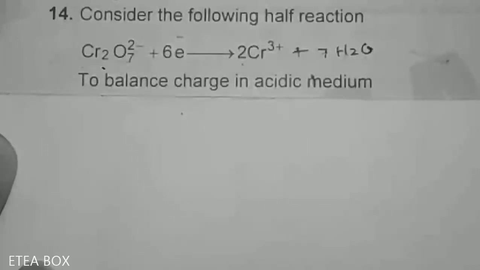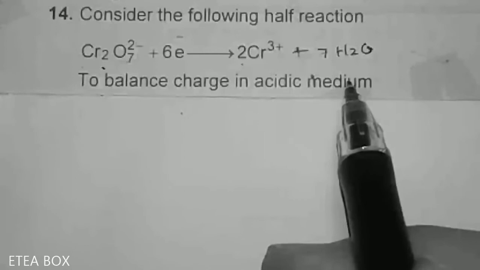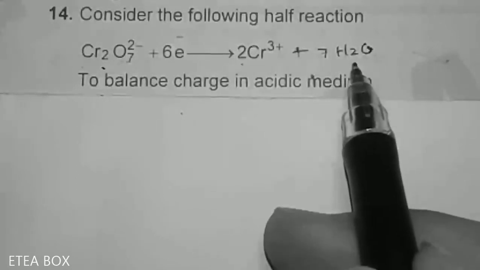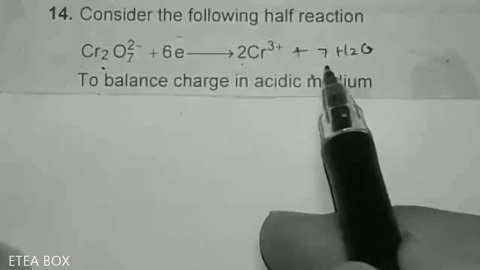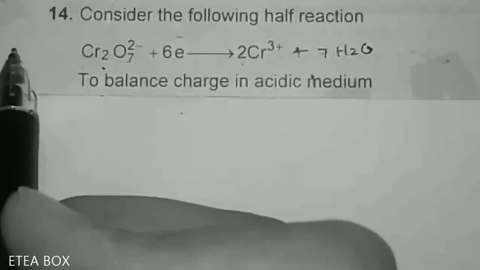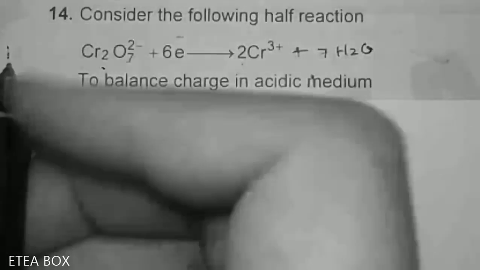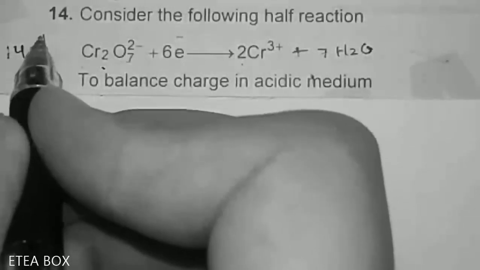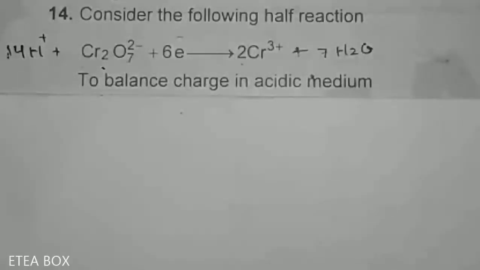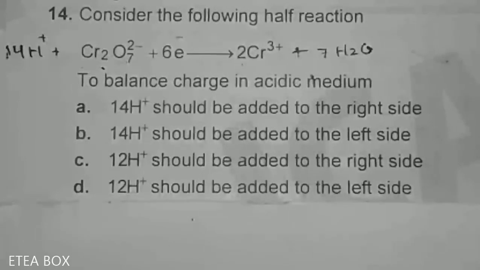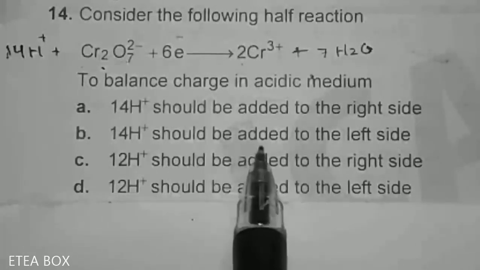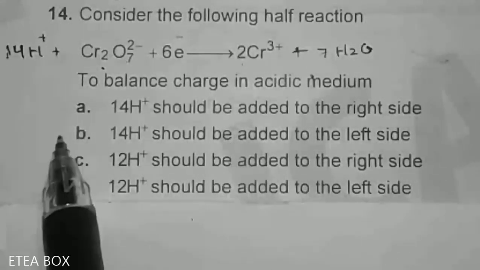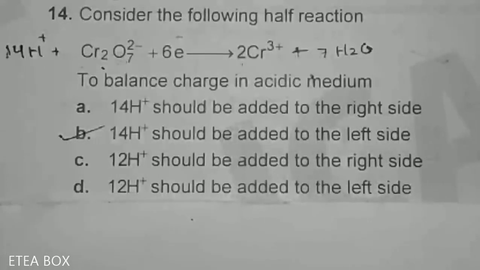Now in order to balance the hydrogen, you have to add 2 7s are 14, 14 hydrogen ions. You have to add 14 hydrogen ions. So this reaction will be balanced. Now look at option B. 14 hydrogen ions should be added to the left side. So here option B is correct.